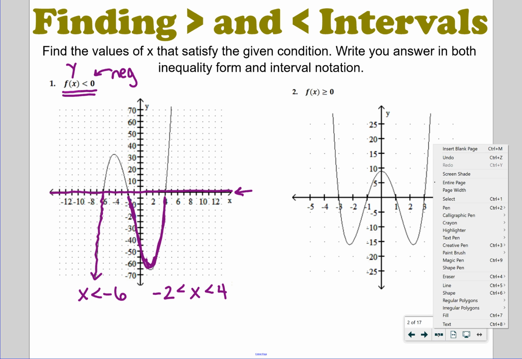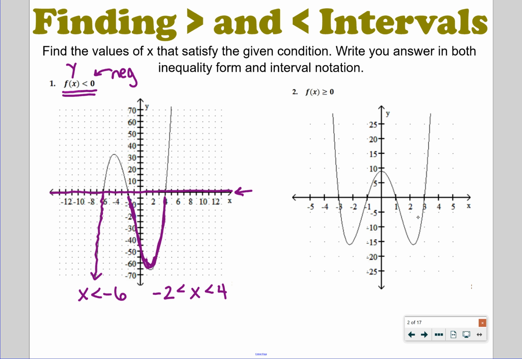So this is how we would write it in inequality form. You might see that worded. Now, if we want to write this in interval notation, it would look like the following: -infinity to -6, our union symbol to connect, and then -2 to 4. And again, that's all the x values where this graph is below the x-axis.